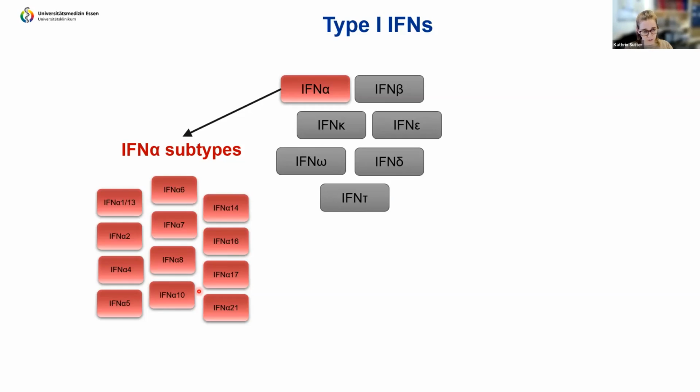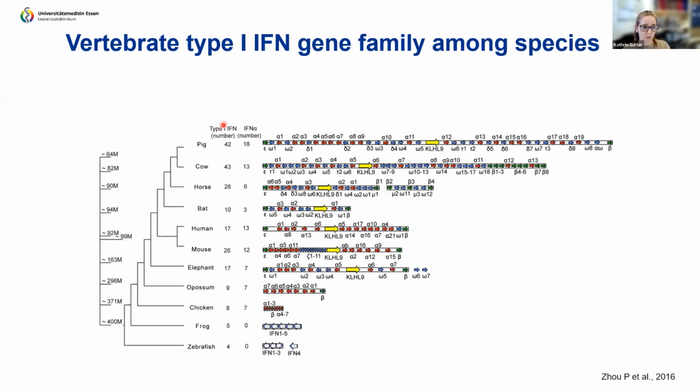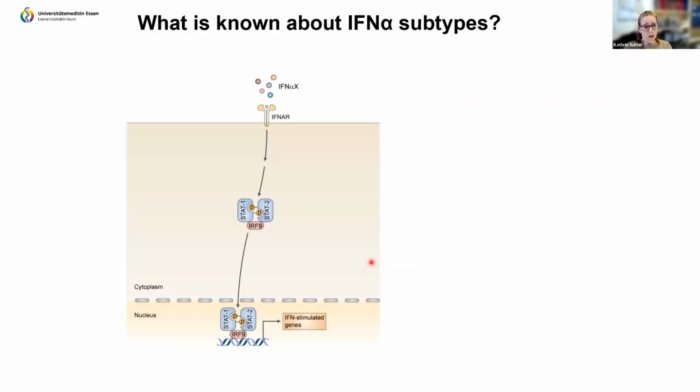And if you go in pigs or bats, the numbers are quite different. And this is also shown here. If you look here, for pigs, that's 18, cows have 13, horses have only 6, and bats are 3. So that's really, really different. You don't find them in frogs or zebrafish, so it's really in vertebrates. There you can find all these different type 1 interferons.